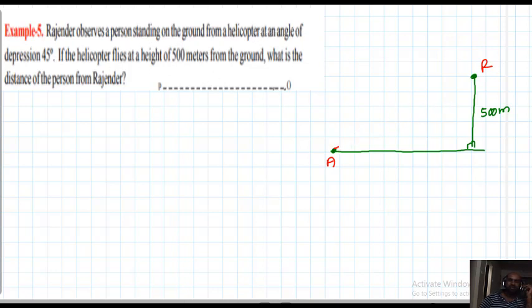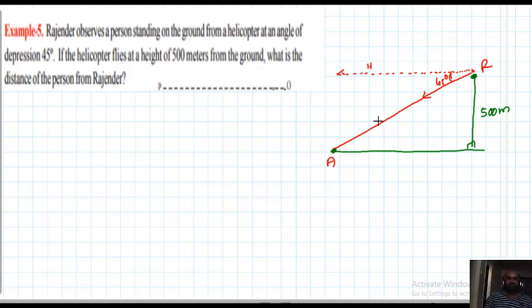So the diagram is important. This is called the vision ray. Here only Rajendra is the actual observer. So from here we need to draw a line parallel to the ground. This is called the horizontal ray. The angle between this horizontal ray and the vision ray is the angle made by Rajendra to observe the person who is on the ground. So this angle is again 45 degrees. What is the distance of the person from Rajendra? Means AR, you should find AR.